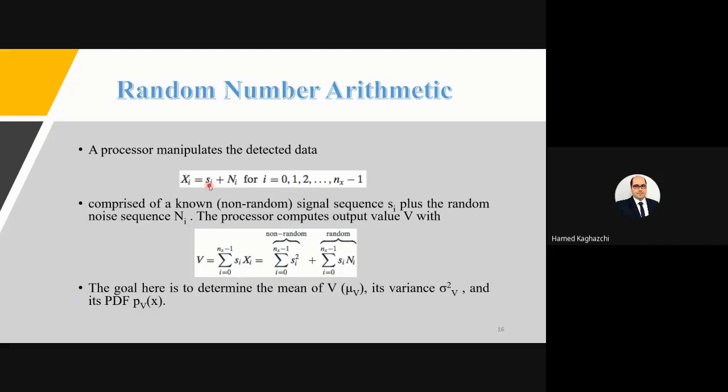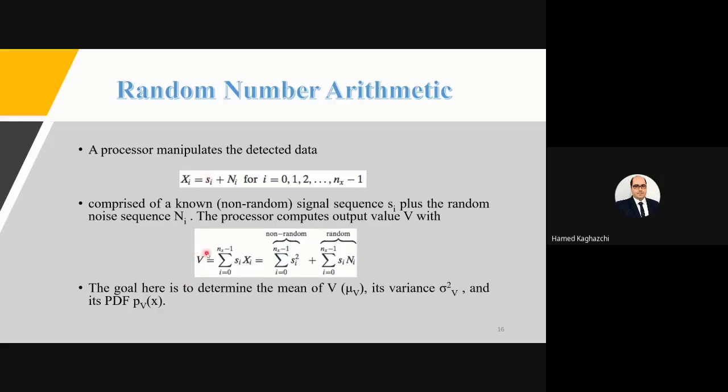We said that the noise is added to the data. Because this noise is random, we represent our detected data with noise, our noisy data, with a random variable Xi. This Si is our signal sequence. This data is not random, it is detected data. So the Ni random noise sequence is added to our detected data.